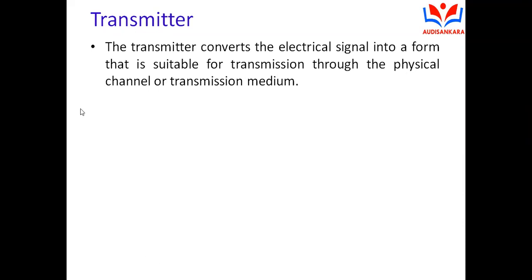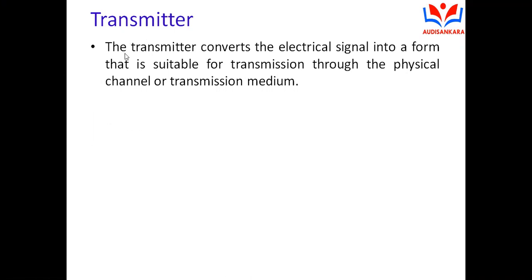Before transmission, the transmitter will check whether the signal is electrical or non-electrical in nature. If it is a non-electrical signal, by using a transducer, that non-electrical signal will be converted into an electrical signal. That is the one point.